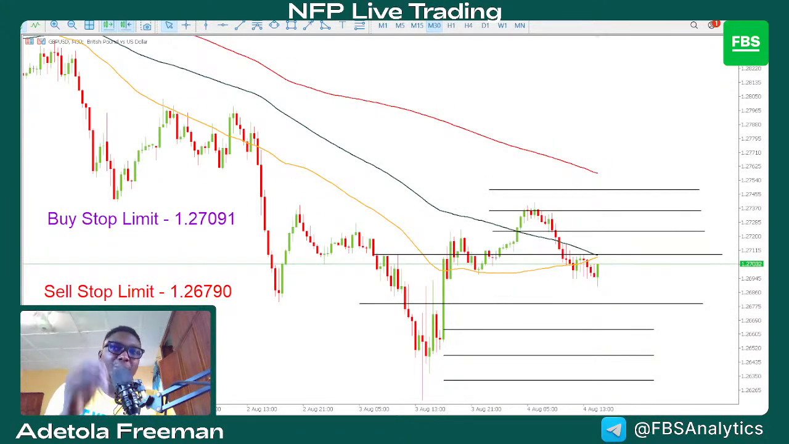GBP USD, our buy stop limit is 1.27091. That's our buy stop limit, 1.27091. And our sell stop limit is at 1.26790. 1.26790 is our sell stop limit on GBP USD.